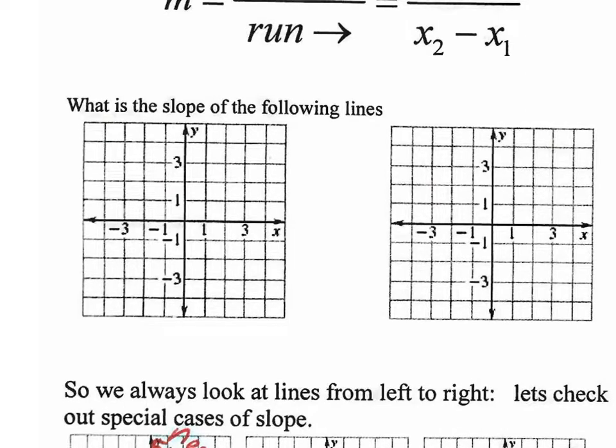So let's all go to this first blank xy plane. Now let's put a dot at 0, 0 at the origin, okay? And let's put another dot at the coordinate 1, 4.